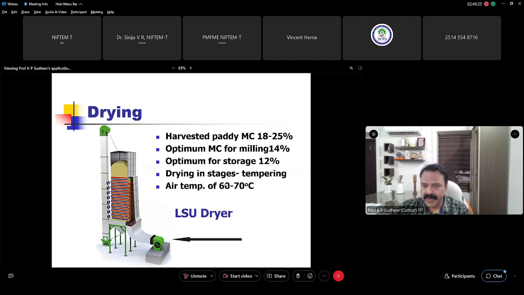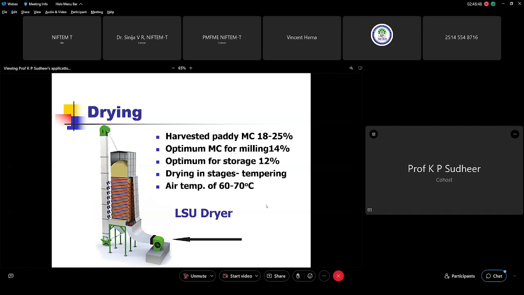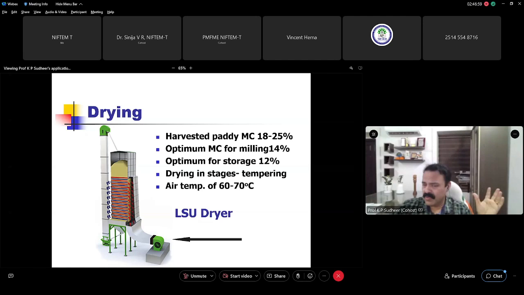In parboiling, as I mentioned, the moisture content of the parboiled paddy will be around 45 to 50%. From this 45 to 50%, again we have to reduce the moisture content to 14%. This reduction, in one or two or three passes, is known as the tempering process. The drying temperature is usually 60 to 70 degrees, and the dryer usually used is the LSU dryer.